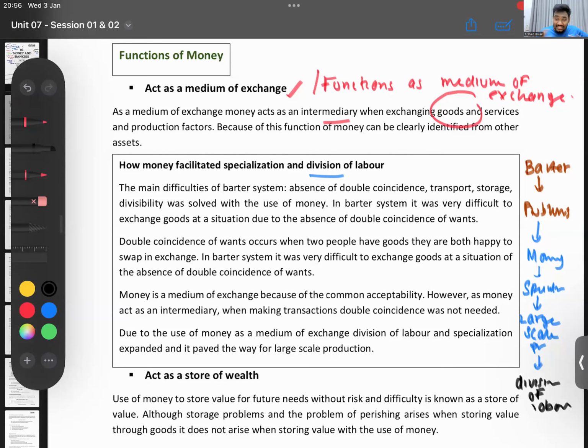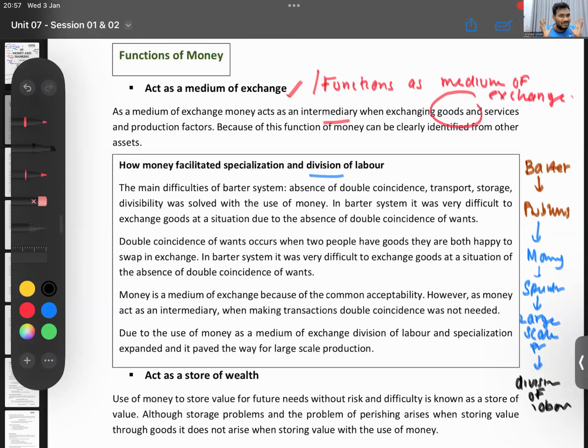Earlier, I'm repeating, summarizing, there was barter system. In this barter system, it was very hard to exchange, so many problems. So because of that, specialization was discouraged. No one liked to specialize because it was very hard to exchange. Then to solve these problems, money came in.